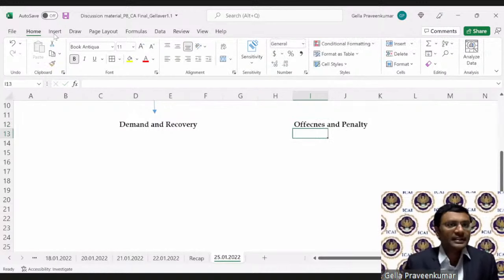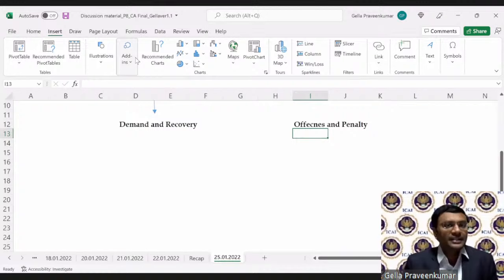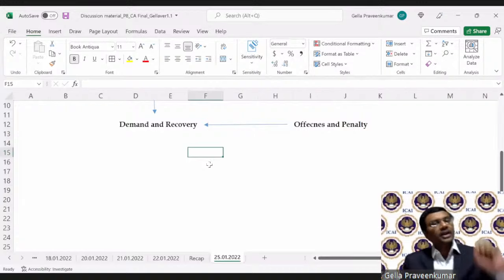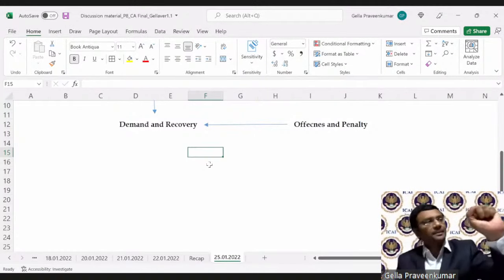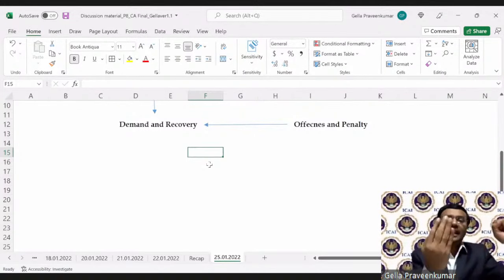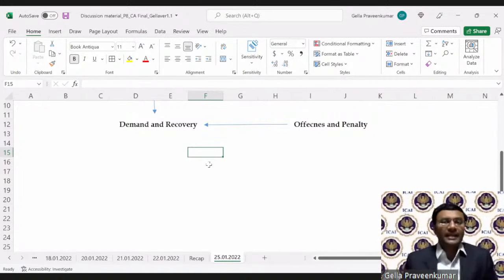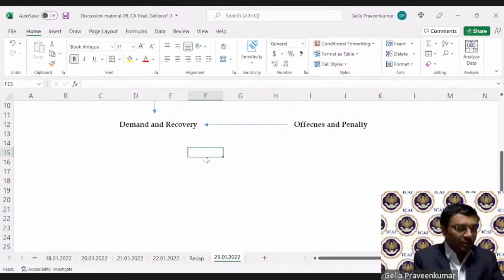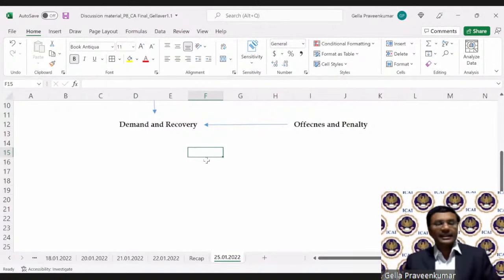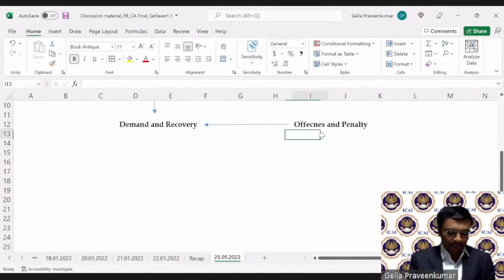This is a chapter which gives a direction, where for each of the offences which exist, who is the person responsible, and for this particular person, what is the penalty to be levied. So this particular chapter, which we are going to discuss in today's discussion, starts with section 122, chapter 19 of GST law.